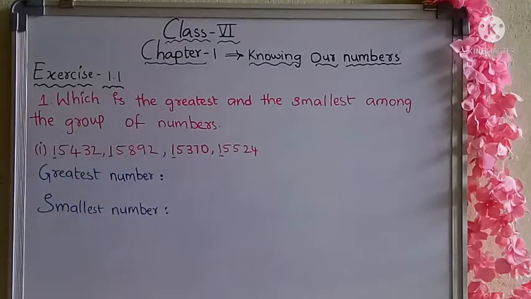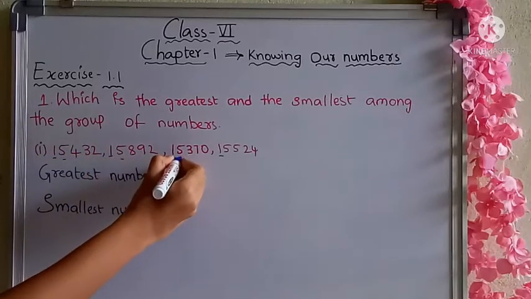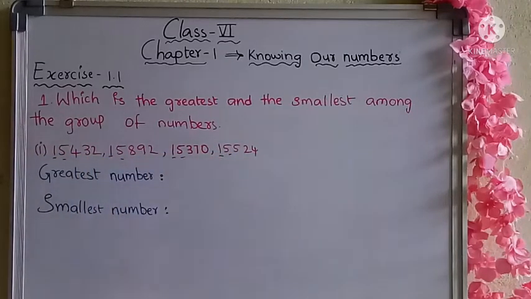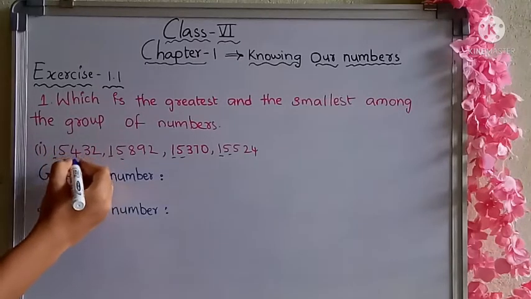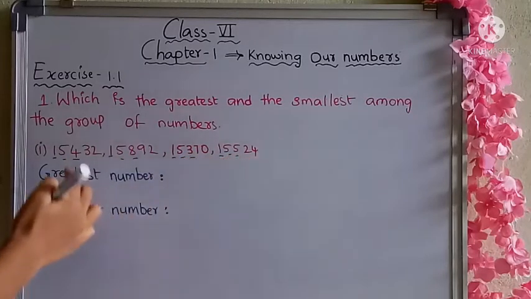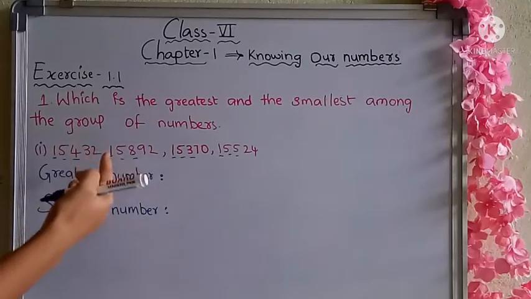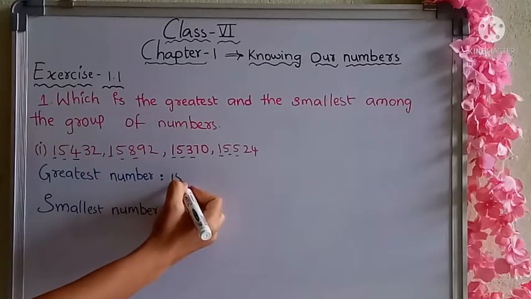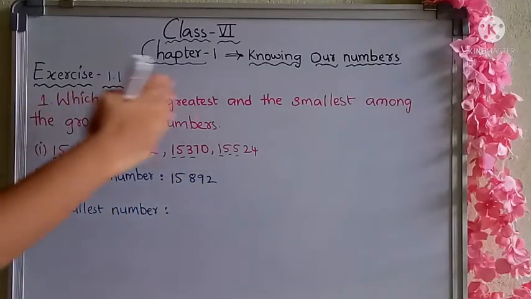So, now we can't decide which one is the greatest number. Next, coming to the thousands place. So, 5, 5, 5. All the numbers have 5 in the thousands place. Next, coming to the hundreds place. So, the numbers are 4, 8, 3, 5. Which one is greater? 4, 8, 3 or 5? Yes, 8 is greater. So we can say 15,892 is the greatest number from this group.